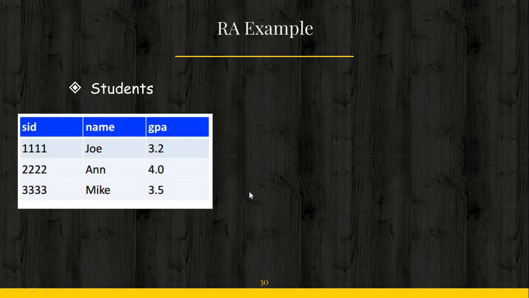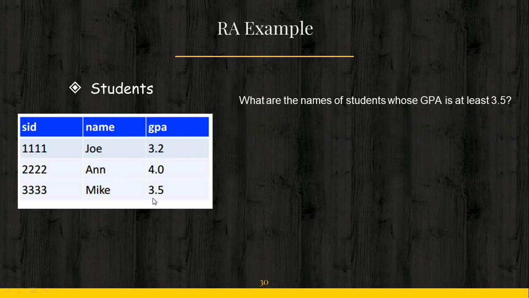Here's the students table and here's the question. What are the names of students whose GPA is at least 3.5? That means we have to check the GPA column and we have to show the name column. So from the GPA column, we have to find who actually got 3.5 or greater than 3.5. So I can say that N and May got GPA greater than or equal to 3.5.